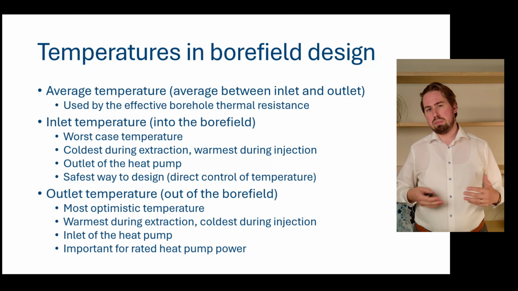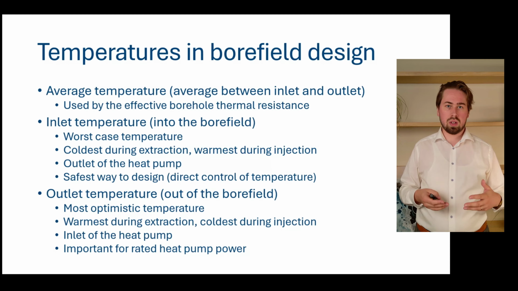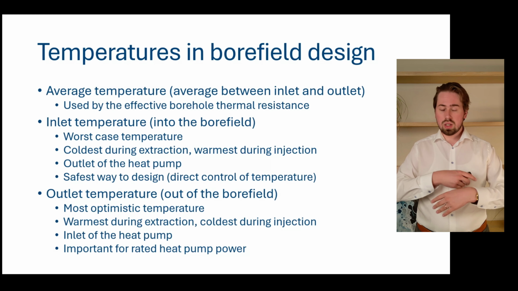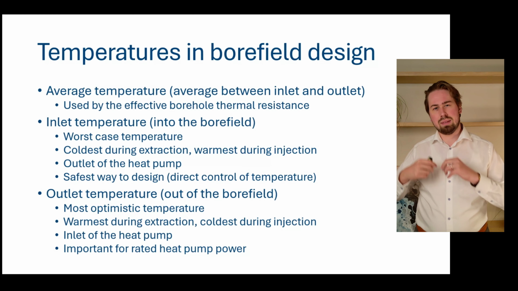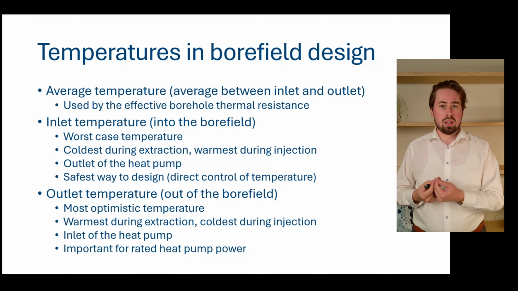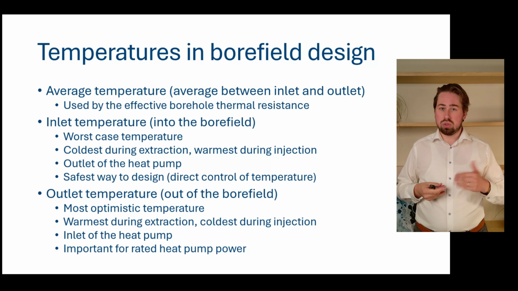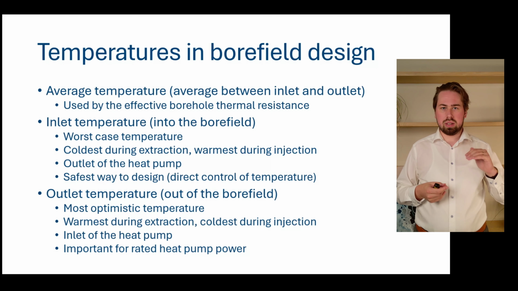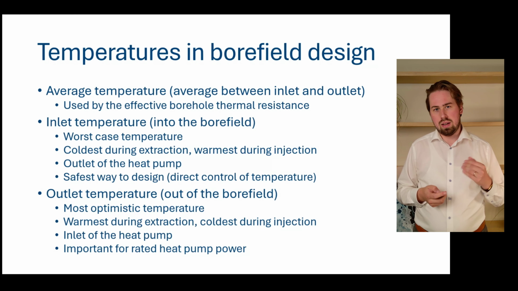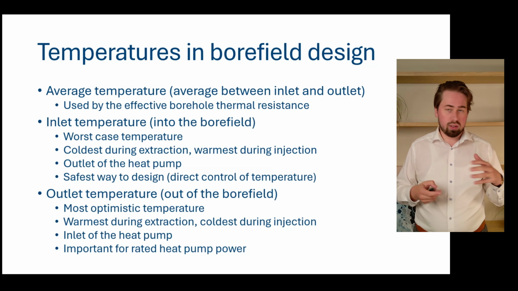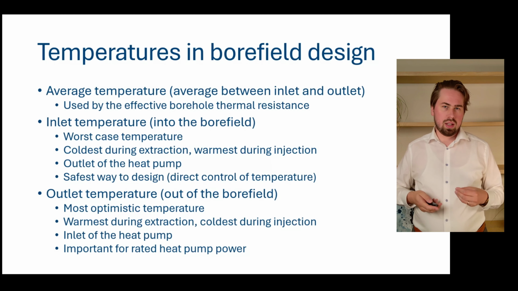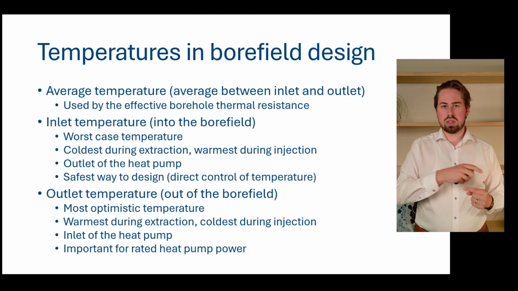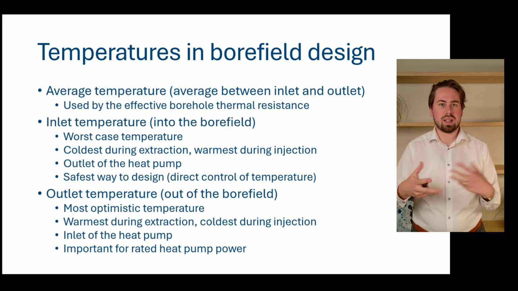And if you, for example, are designing your system to make sure that your inlet temperature is always positive, above 0 degrees, it can happen that the worst case, the coldest outlet temperature, is 3 degrees, let's say. Then you know that you have to select a heat pump that, with 3 degrees, can deliver the power required to your building. And that's how these 3 different temperatures can each give you different insights.